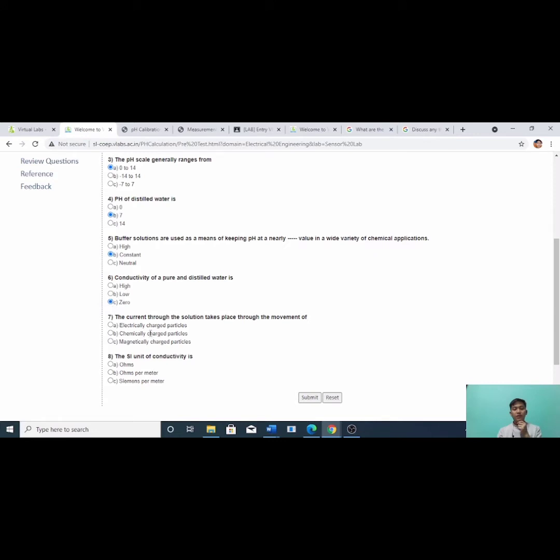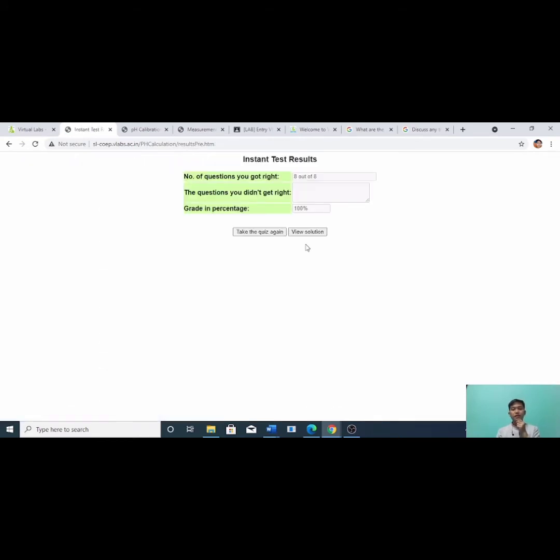0. And number 7, the current through the solution takes place through the movement of A. Electrical charged particles, B. Chemical charged particles, C. Magnetic charged particles. Letter A, electrical charged particles. Number 8, the SI unit of conductivity is A. Ohms, B. Ohms per meter, C. Siemens per meter. The answer is letter C. Submit. Okay, 8 out of 8.